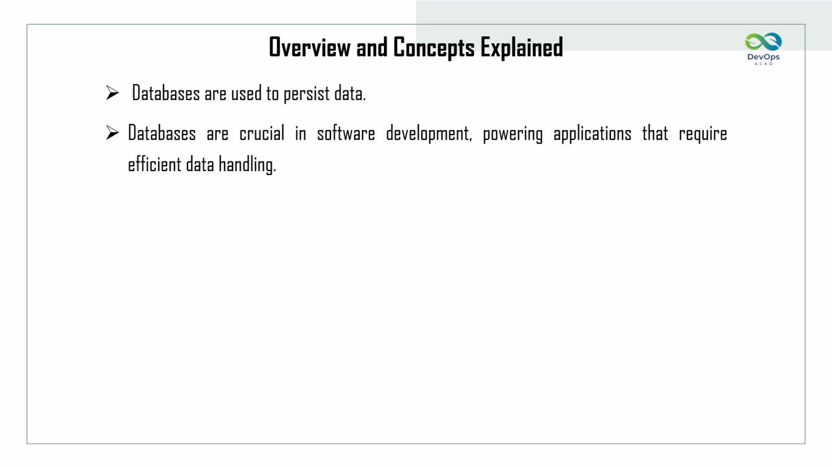Now, number two, databases are crucial in software development. They help us to power applications that require efficient data handling. Now, we interact with different websites every day. We go to different websites, Amazon, an e-commerce website, maybe a school portal and all of that. And then, of course, we create different applications every now and then.